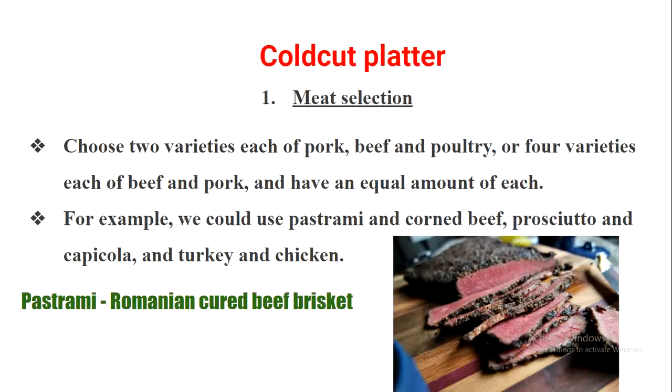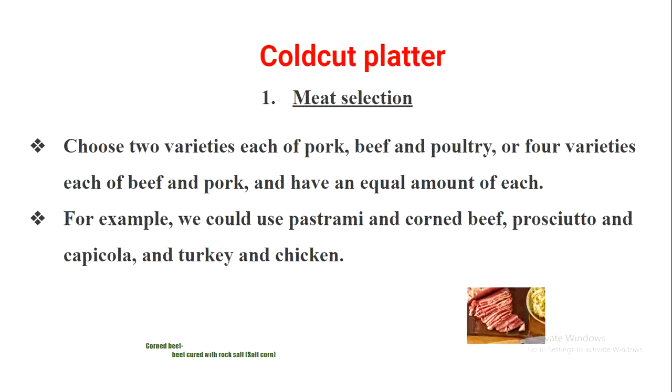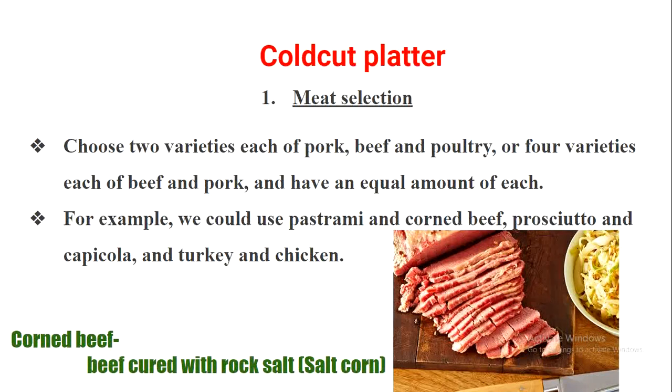And here you can see the picture of pastrami. Pastrami is a Romanian cured beef brisket. And here you can see corned beef. Corned beef is actually beef which is cured with rock salt. So it is also known as salt corn. So that is also used in this one.